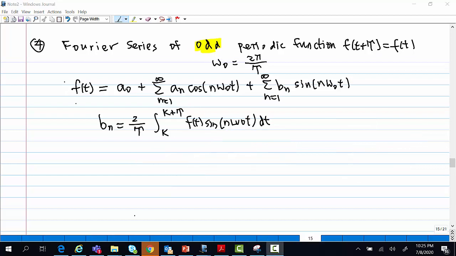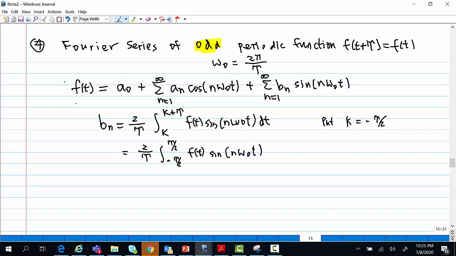Okay, so you only need to find bn for an odd periodic function. And the formula for bn is 2 over T integral of f(t) sine n omega 0 t from k to k plus T. Now what you do is put k equal to minus T over 2. Then this integral becomes from minus T over 2 to T over 2 f(t) sine n omega 0 t dt.